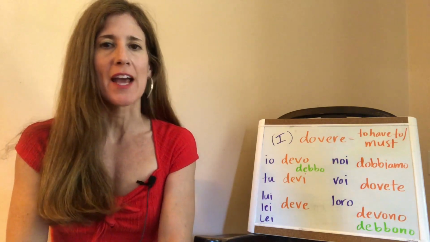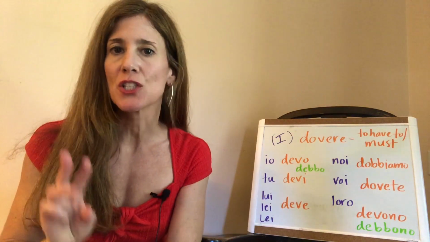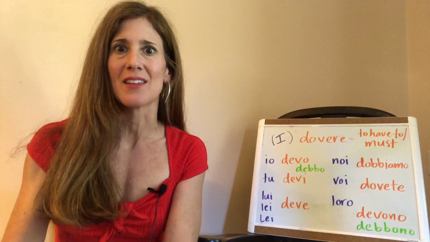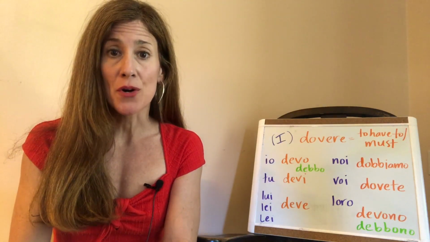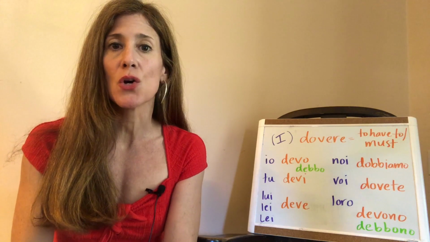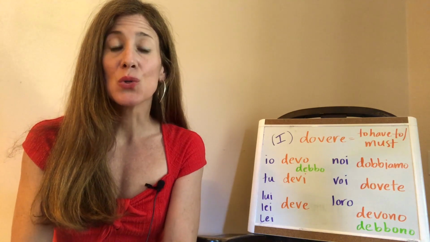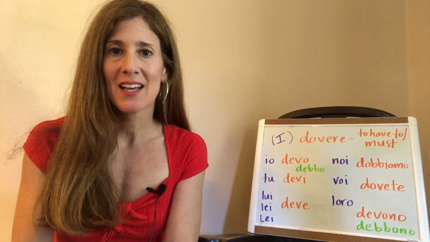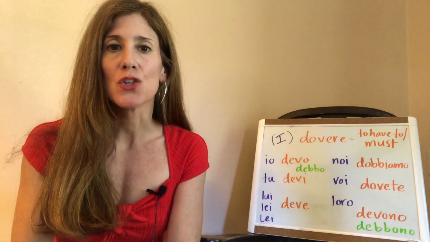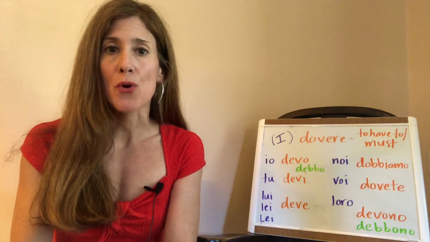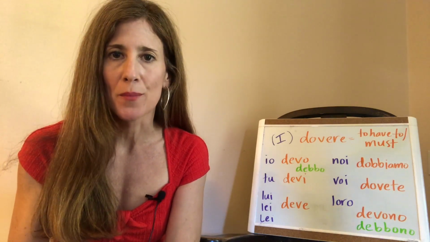And notice, okay, that for 2 of the conjugations, io and loro, there are actually 2 different ways that you can say the conjugation, okay? So, ripetete tutto. Io devo, but you can also say io debbo, tu devi, lui, lei deve, noi dobbiamo, voi dovete, loro devono. And you can also say loro debbono, okay?